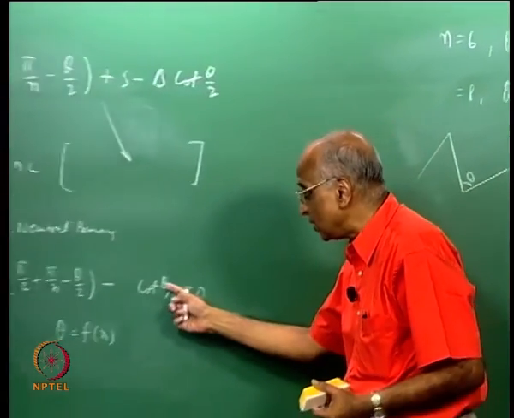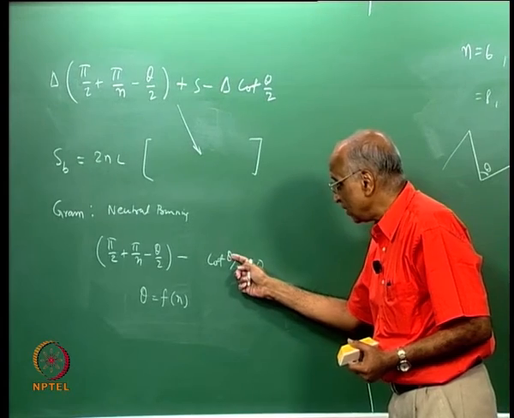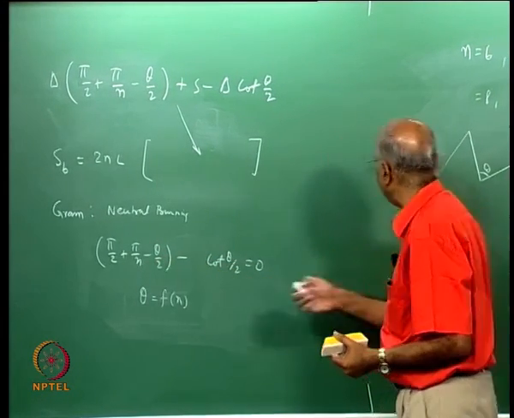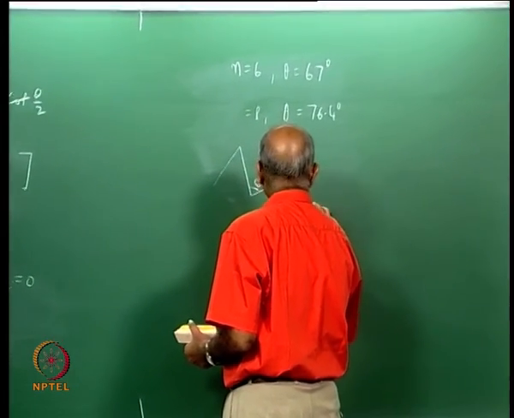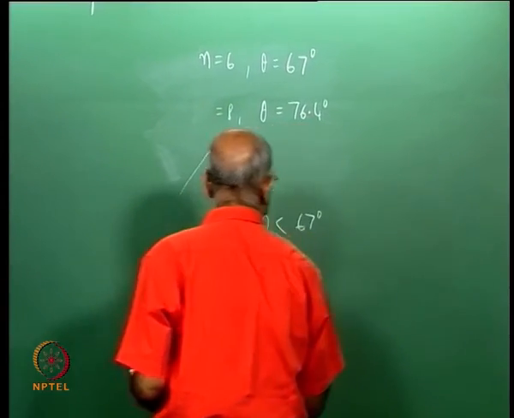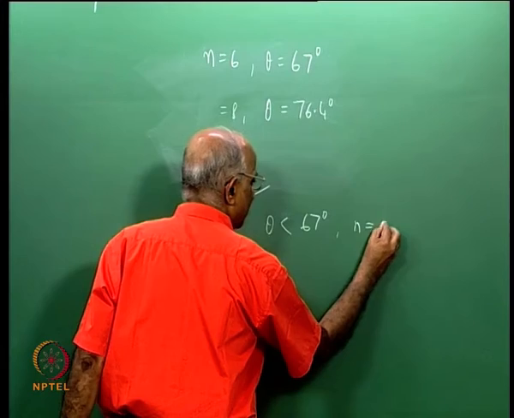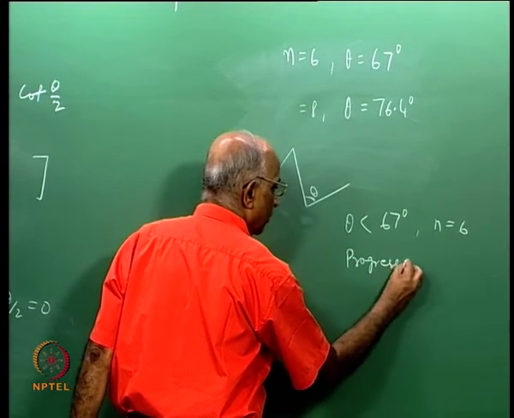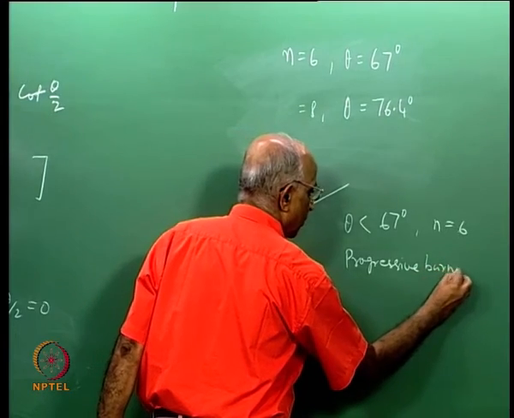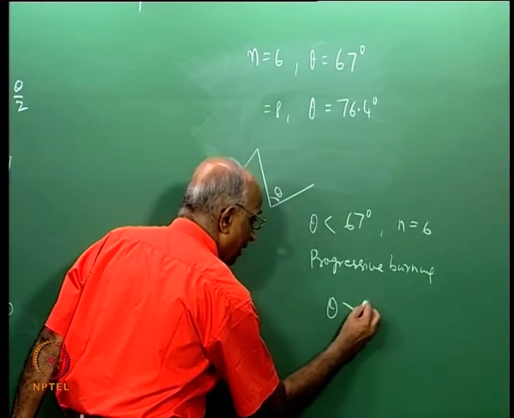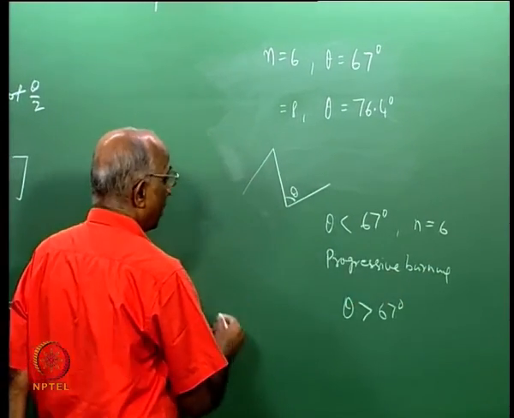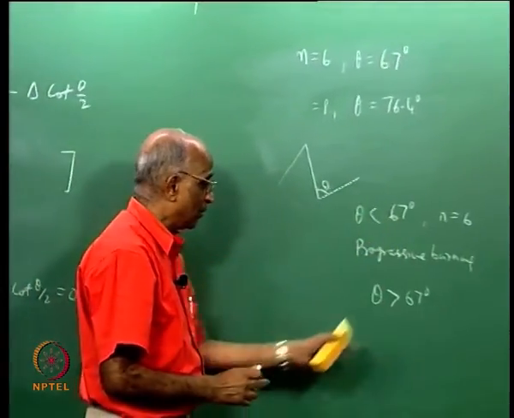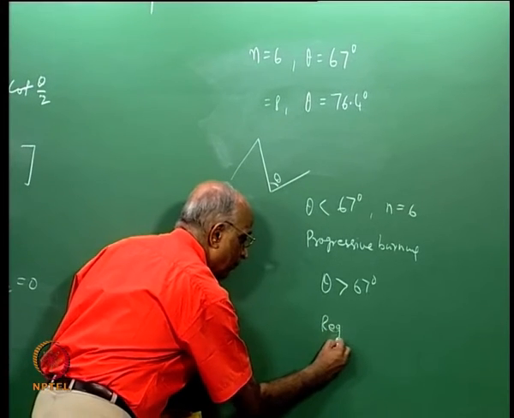In other words, depending on the angle theta over here, I could have neutral burning, and if the angle is less than theta, what happens? If the angle is less than theta, well, the surface area keeps increasing because I am subtracting a smaller quantity. Therefore, if theta is less than 67 degrees, for the case when the number of vertices is 6, I get progressive burning, whereas when theta is greater than 67 degrees, for n equal to 6, I get regressive burning.